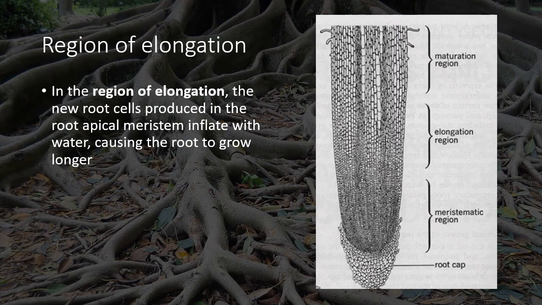So the elongation of the root in the region of elongation is actually pushing the root apical meristem down through the soil. So the plant is basically, by inflating its roots with water, just shoving its apical meristems farther and farther down into the soil in search of water and mineral nutrients, and that's protected by the root cap.